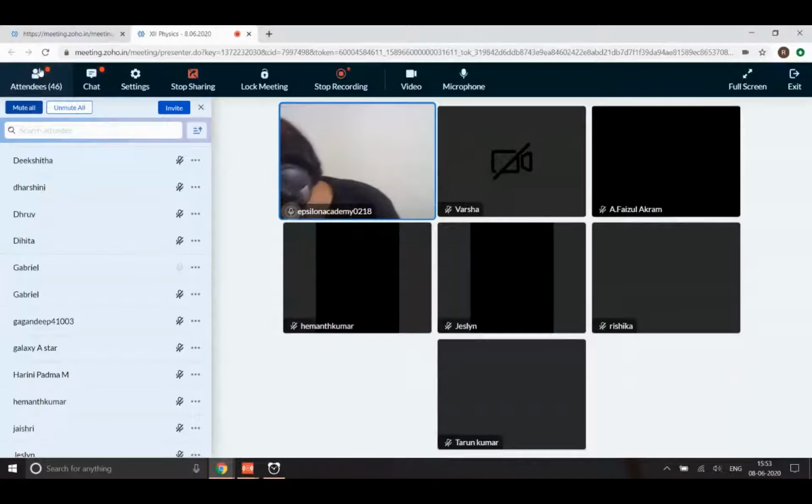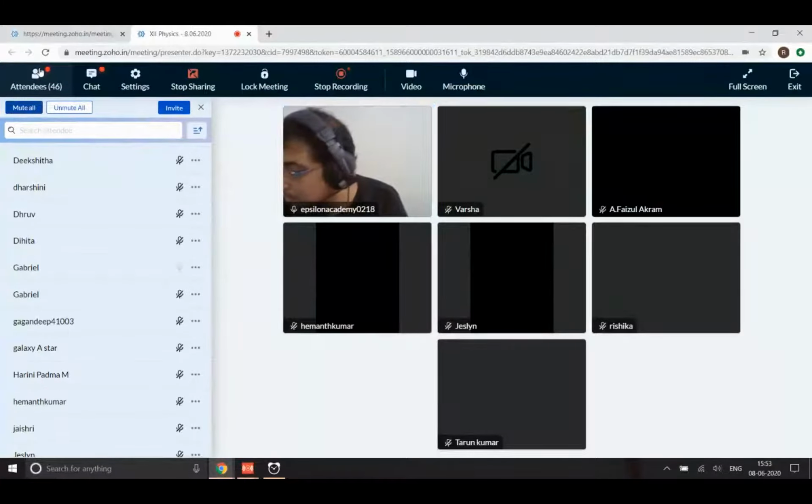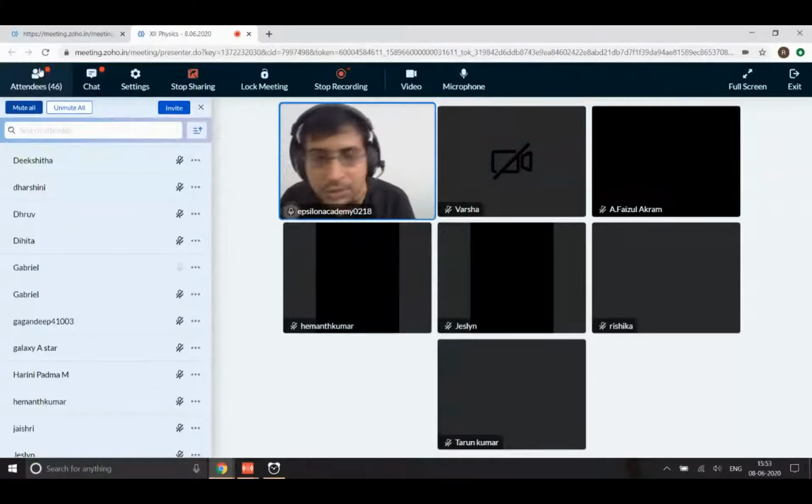So k cap cross i cap minus j cap. If this is clear, can someone tell me what is going to be the answer for this k cross i, taking the anti-clockwise loop i, j, k? If you don't remember, k cross i is j cap. K cross i is j cap. Anti-clockwise is positive. Minus k cross j is going to be what? K cross j is clockwise.